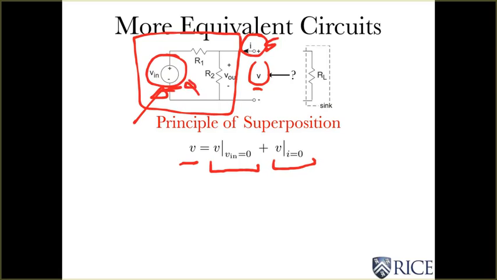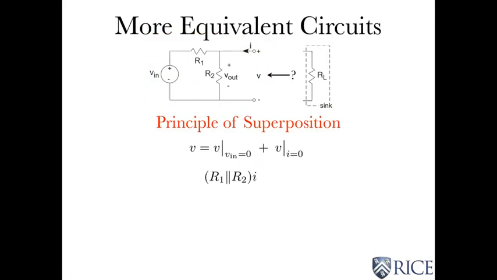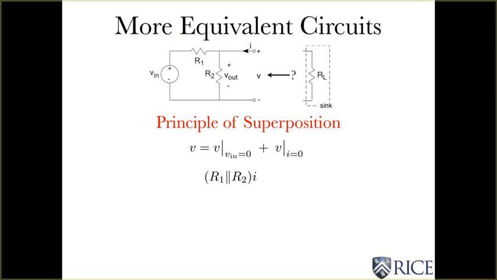Okay, so let's do the first one. When we set the voltage source to 0, that's the same as a short circuit. So remember, a voltage source supplies some voltage for any current. Well, if you set that source to 0, now the voltage is 0 for any current. That's the definition of an ideal wire or a short circuit. So now, what do we see looking into the circuit? We see R1 in parallel with R2, and so we know that at least that component of the output voltage is given by a simple resistive-like term.